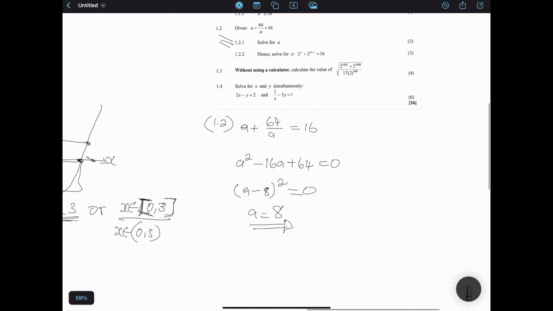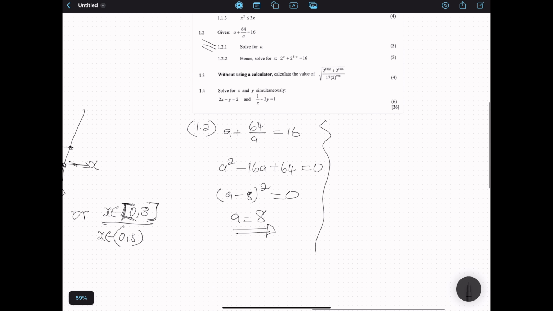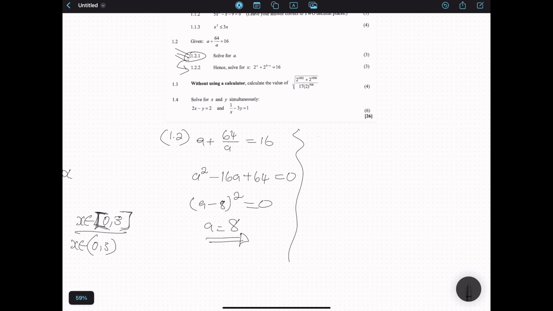So they say hence. Every time they say hence, they mean that you are going to use whatever you got from the previous question on this question, somewhere, somehow. So hence solve for x, given that 2 to the x plus 2 to the 6 minus x is equal to 16. So how can we make at least this be the same as this?